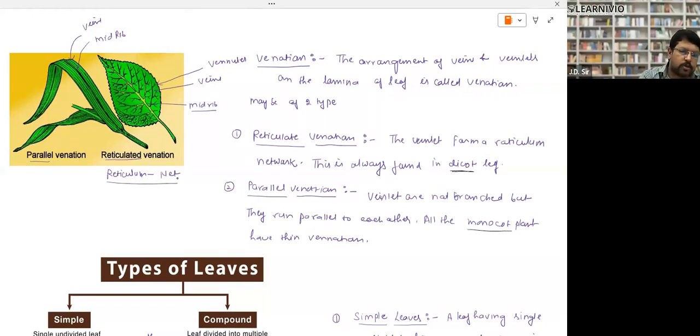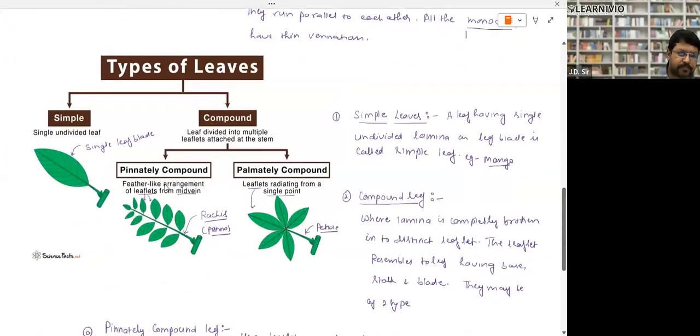Okay. The types of leaf: simple leaf and compound leaf. Single or undivided, this is the simple leaf. A single leaf arises from the stem. Then compound leaf: they are divided into multiple leaflets and attached to the stem, right? They may be of two types: pinnately compound and palmately compound. Pinnately compound leaf, like neem.